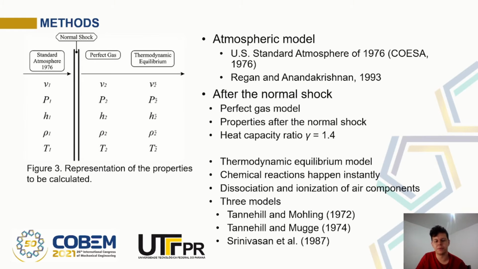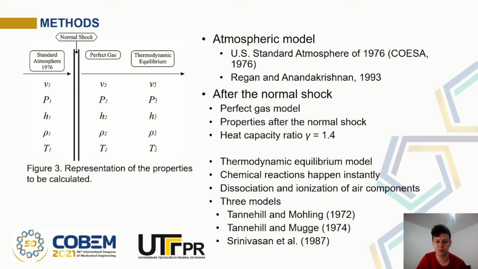The information provided by the trajectory is important because now we can implement the US Standard Atmosphere of 1976, which is an atmospheric model to obtain the properties of the air before that normal shock that I have shown in Figure 1, which are the streamline conditions. This process was described by Regan and Ananda Krishnan. After that, there are two ways of determining the properties after the normal shock.